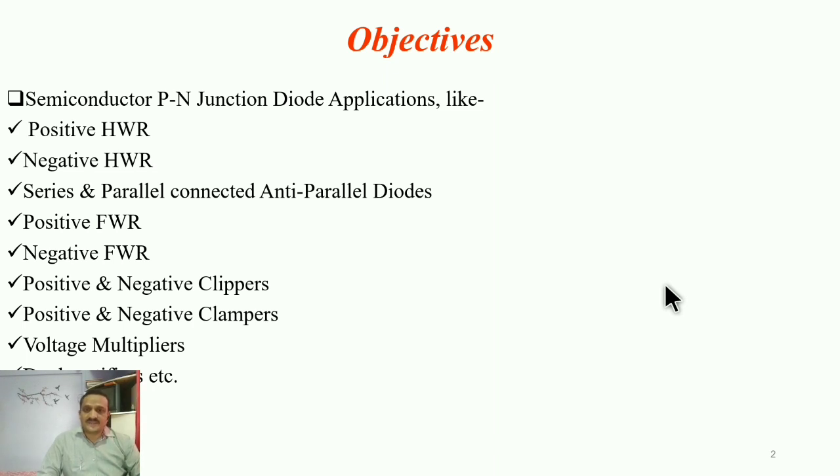Now the objective of this lecture is semiconductor diode applications, which you already know: half wave rectifier, full wave rectifier, and diodes connected in series, in parallel, or anti-parallel. Okay, now what is meant by that? Positive half wave rectifier, negative half wave rectifier, then clippers, clampers, voltage multipliers, and dual rectifiers.